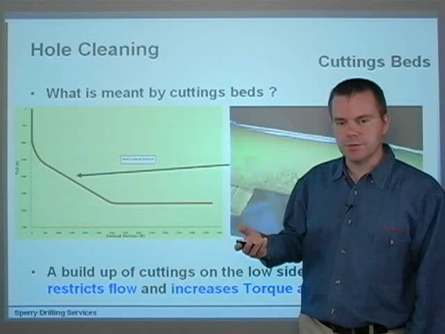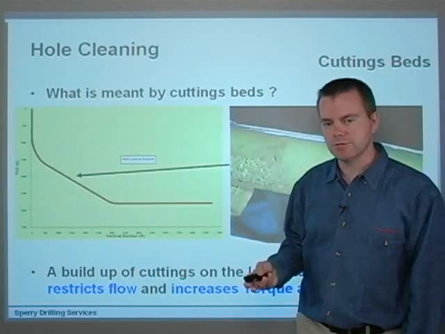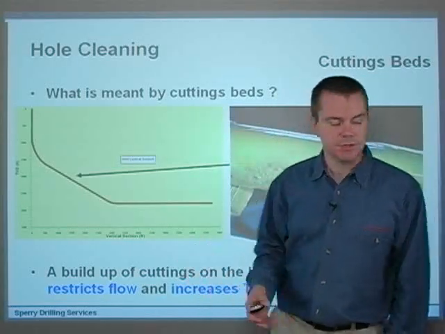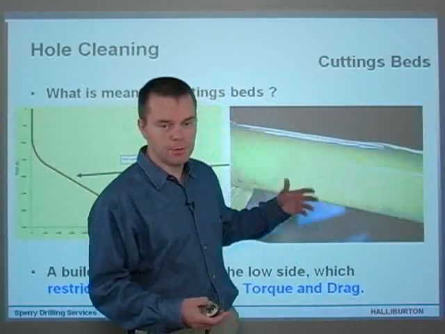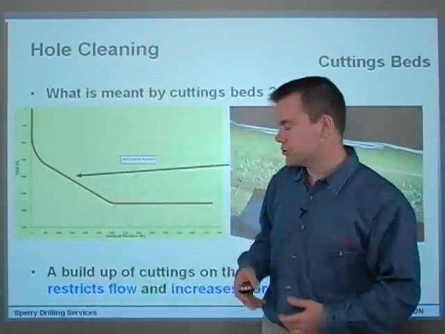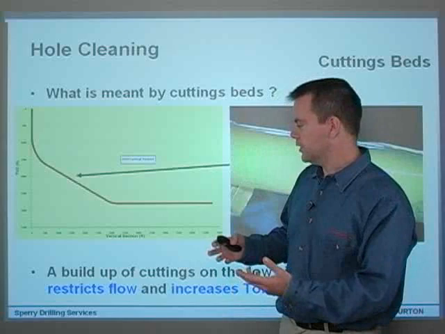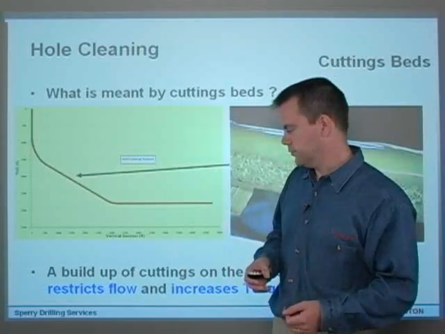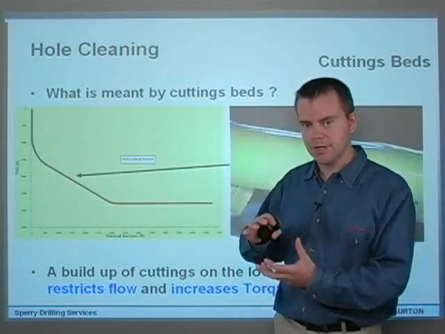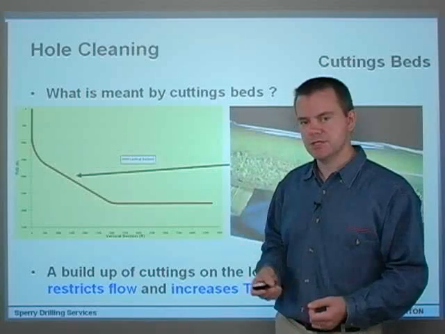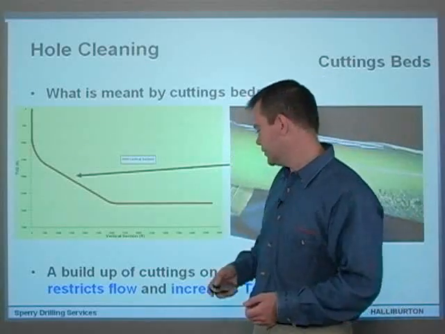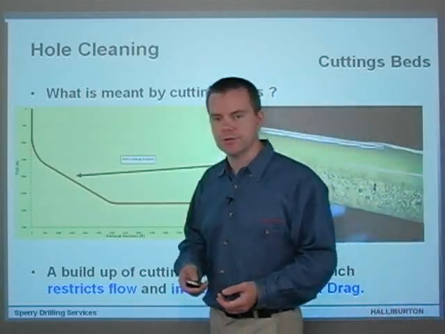Basically, a cuttings bed is a build-up of cuttings on the low side of the hole. It restricts flow. As you can see, it's taking up some amount of the well bore, restricting the amount of flow through it and making the annular diameter less than it would be if the well bore was clean. And it's also increasing torque and drag.